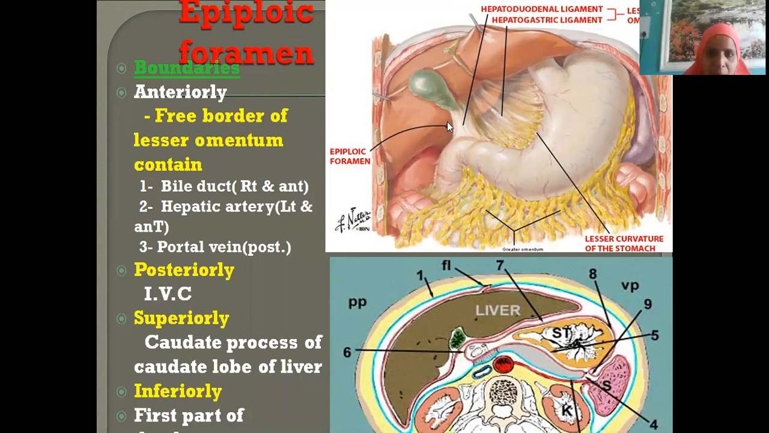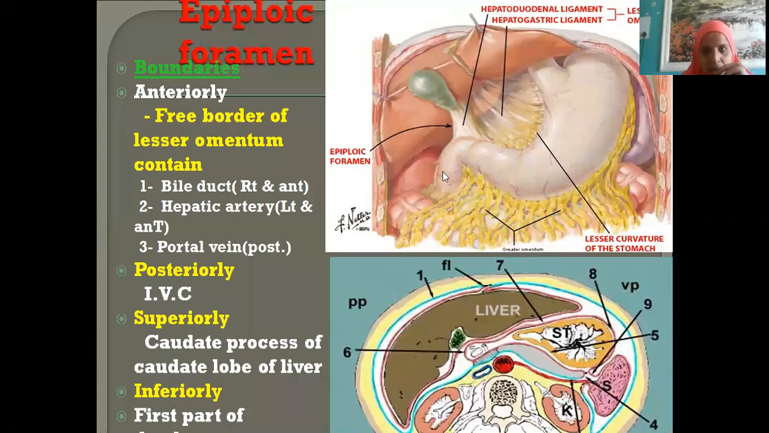Superiorly, this is the point of the liver. When I describe the liver in detail in my future classes, you will come to know the inferior aspect of the liver at this point has a lobe called the caudate lobe of the liver. To be more specific, this tail-like process is called the caudate process of the caudate lobe of the liver.